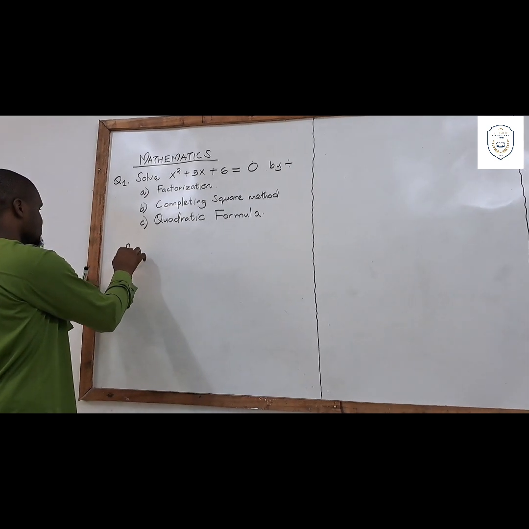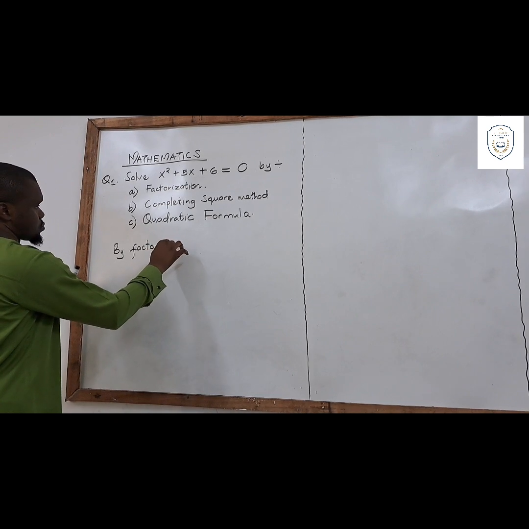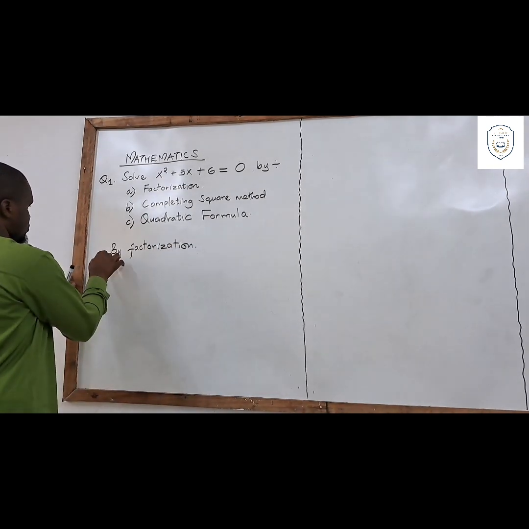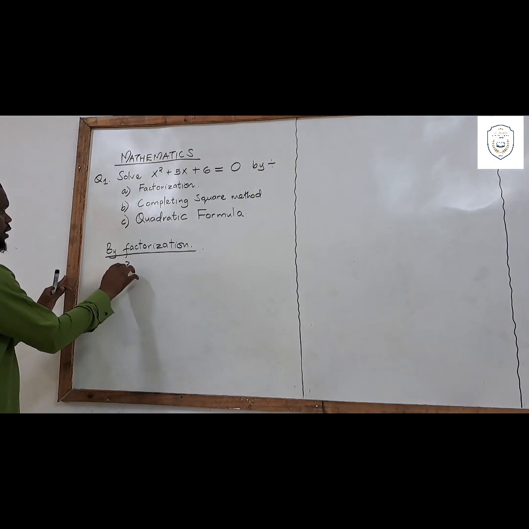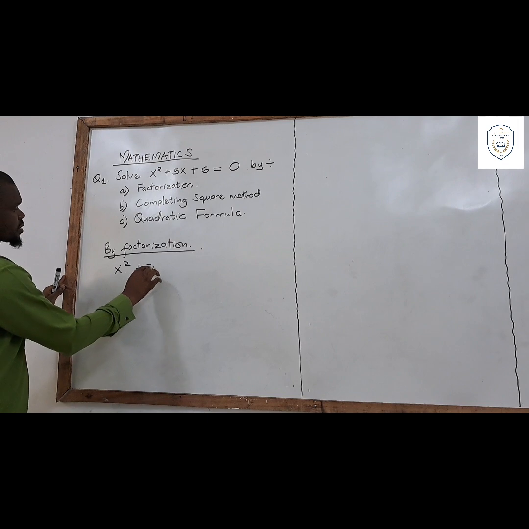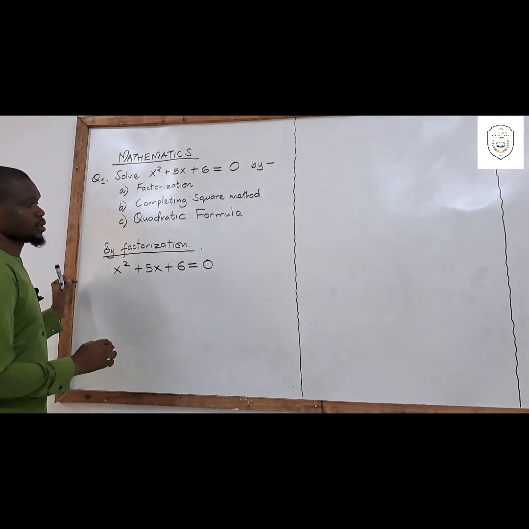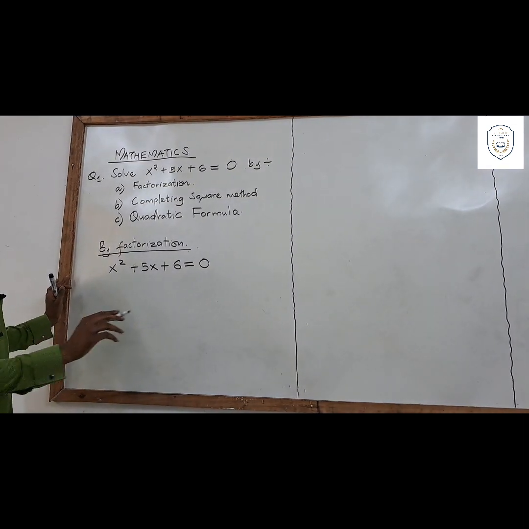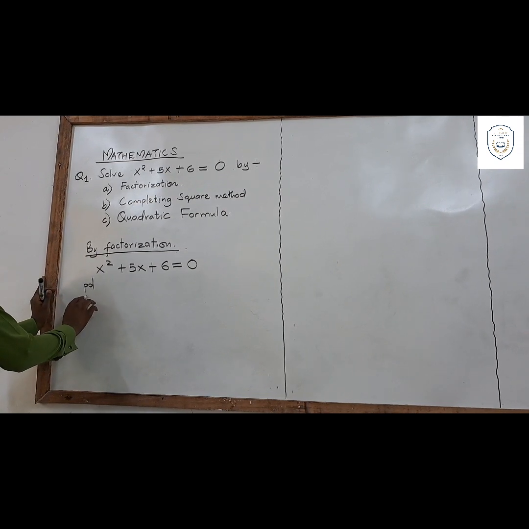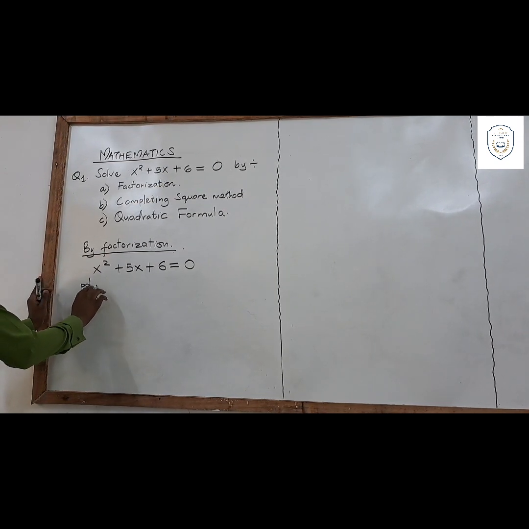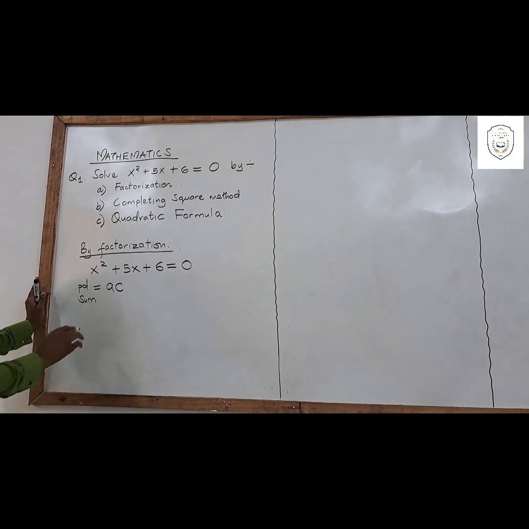So by factorization, we will start by writing the equation x squared plus 5x plus 6 equals 0. Then we have to look for 2 things. One is the product and the other one is the sum. How do we get the product? The product is given by A multiplied by C.